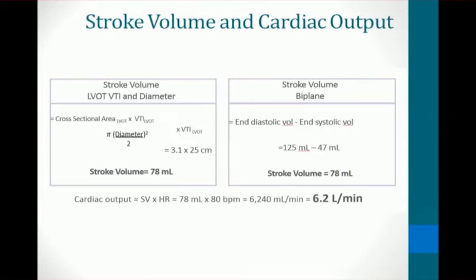The good news to figuring out a patient's stroke volume is the work is mostly done if you've already calculated the aortic valve area. Stroke volume is simply the cross-sectional area multiplied by the LVOT velocity time integral. A good practice would be to compare your Doppler-derived stroke volume with the biplane stroke volume, where you subtract the end systolic volume from the end diastolic volume. It's rare these will be the same, however, they should be in the same ballpark. To calculate cardiac output, simply multiply the stroke volume by the patient's heart rate.